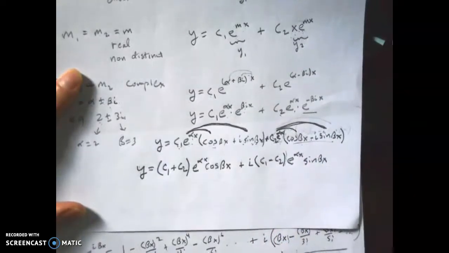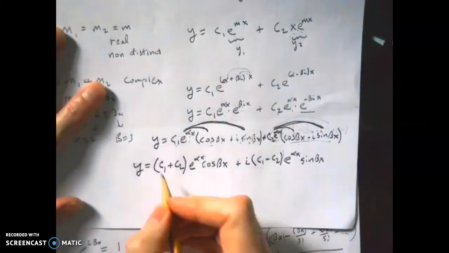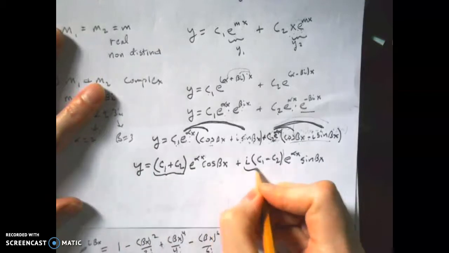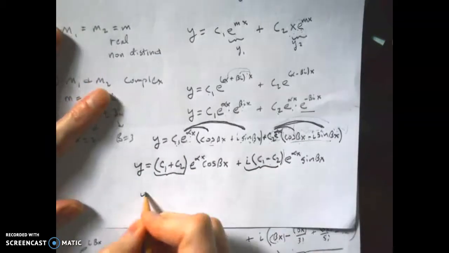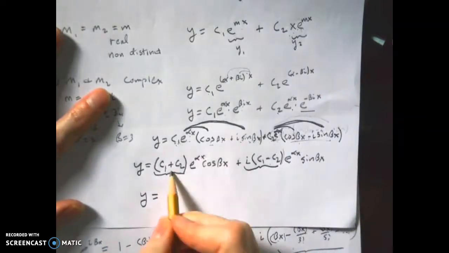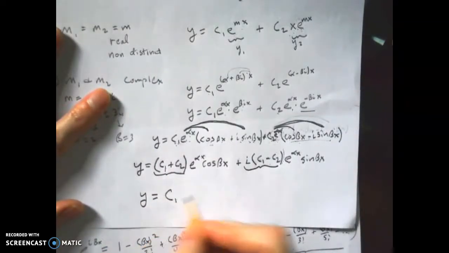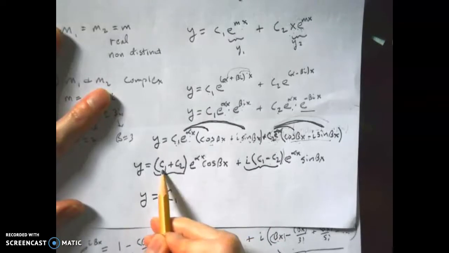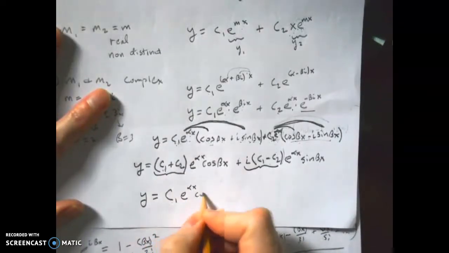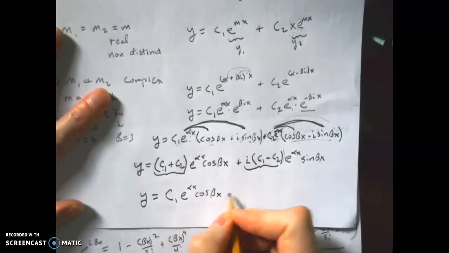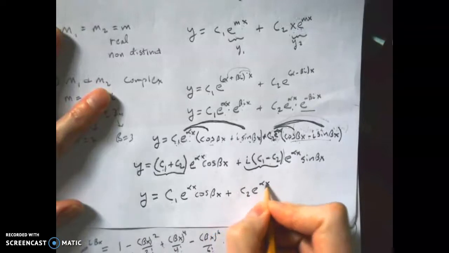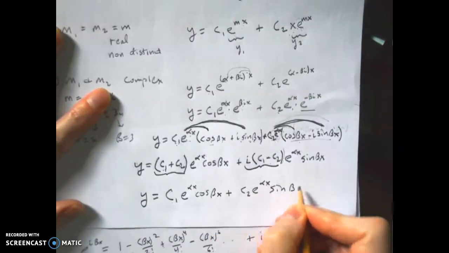Now, our new constants, just to simplify, because this entire thing gets rolled up into another constant. This, including the I, gets rolled into another constant. So we're just going to call it C1, even though it's not the same C1 as this C1. When we add them together, there's our new constant: e to the alpha x cosine beta x plus C2 e to the alpha x sine of beta x.